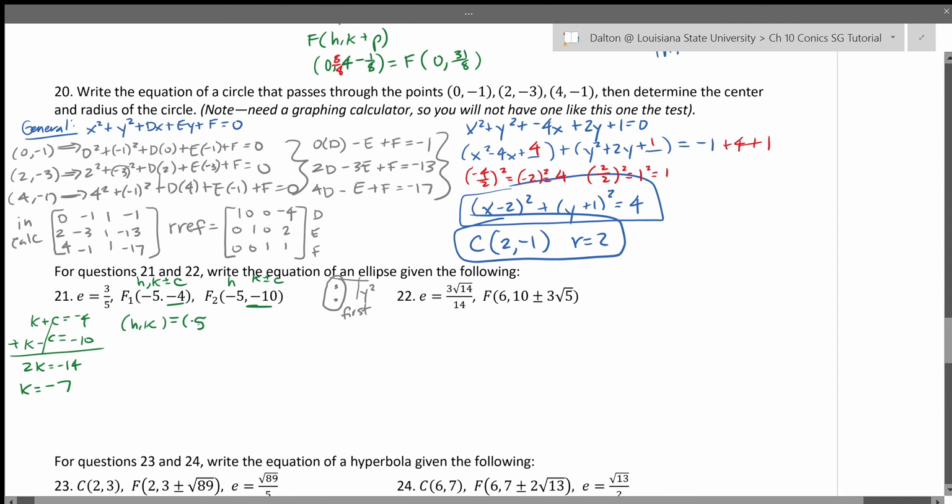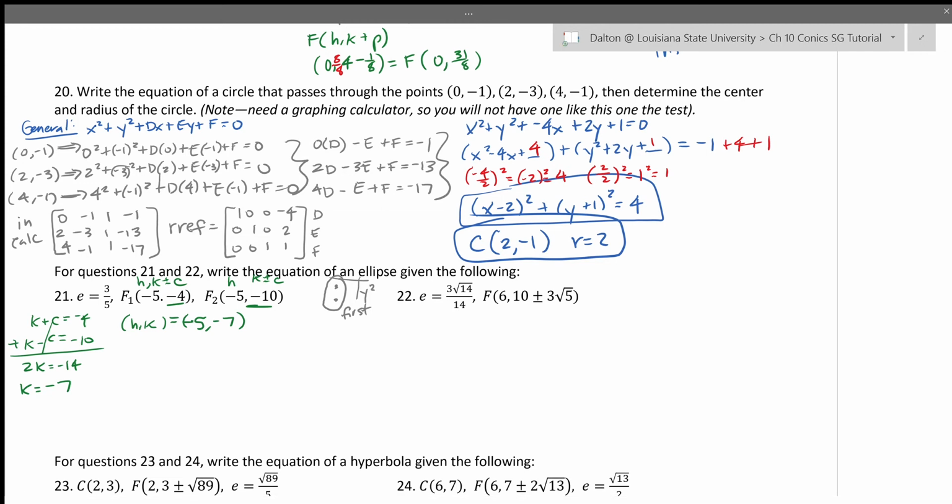So -5, and then k must be -7. Well, to graph an ellipse, or to write the equation of an ellipse, we need h, we need k, and then we need a and b. Well, I have h and k, and again, I need to use my eccentricity somehow. Let's go back to our focus.